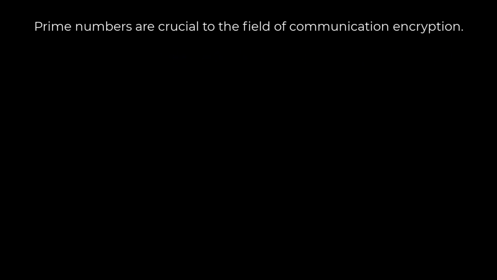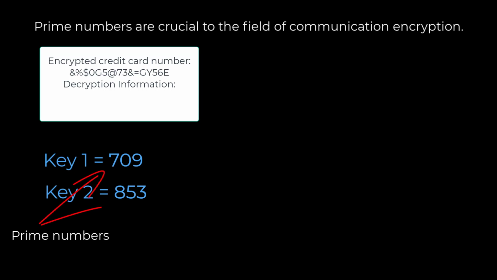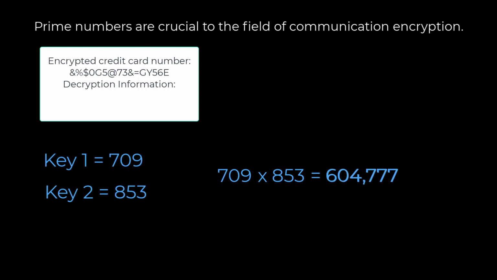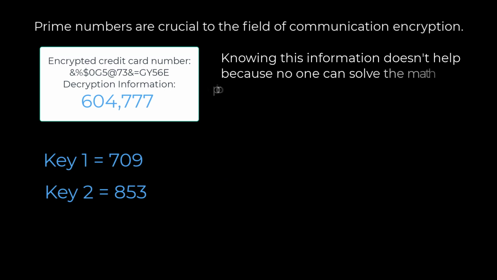So I can send encrypted information, say a credit card number, in a message which requires 2 keys to decrypt. The 2 keys are nothing more than very large prime numbers. I can multiply those 2 prime numbers together and transmit the resulting number in the message. Even if the message is intercepted, and even if you know that the intercepted number is the product of 2 prime numbers, it is still effectively impossible to determine the 2 prime number factors that are the decryption keys.